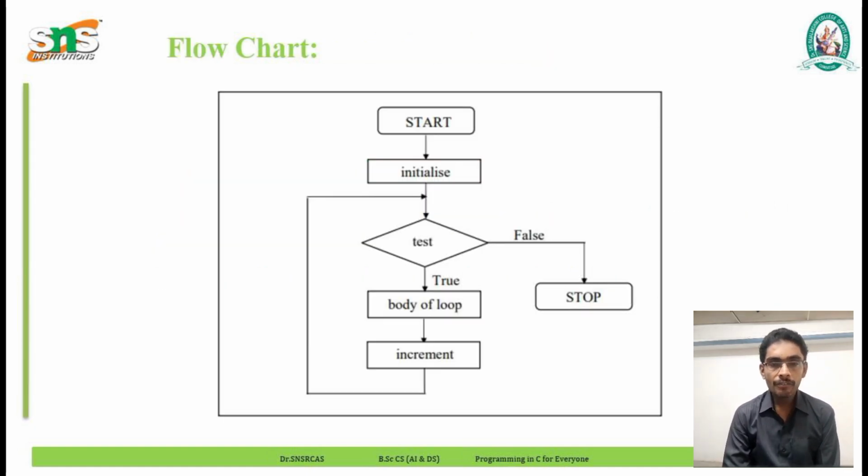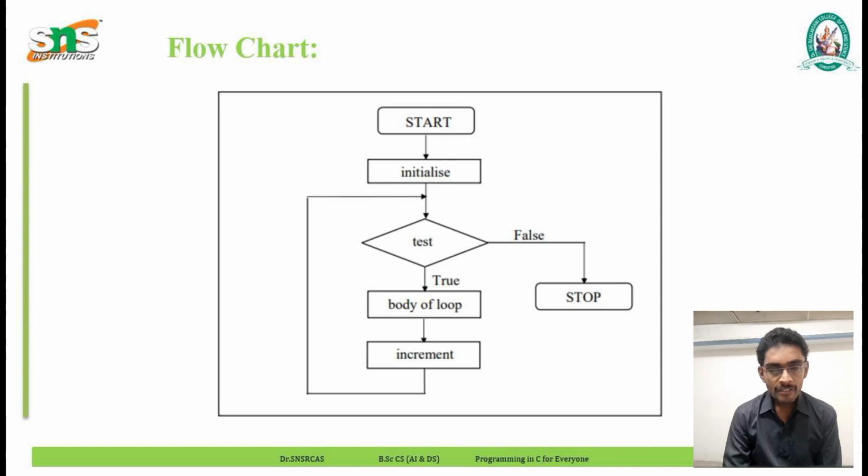Here is the flowchart for the for loop and how it works. First, it initializes the value for the variable it starts with, and it tests the condition whether the variable has the proper values. If it is true, it goes to the body of the loop. If it is false, it comes out of the for loop.